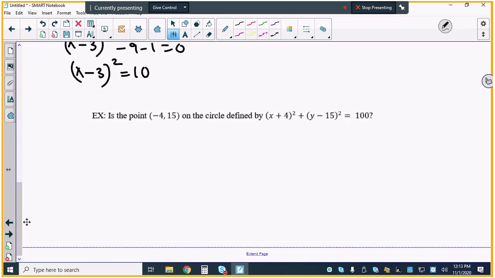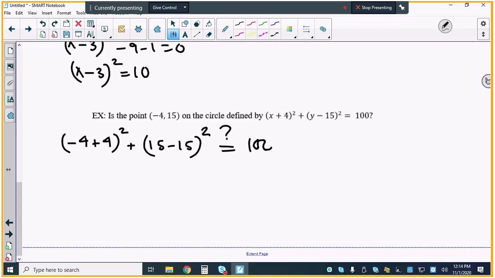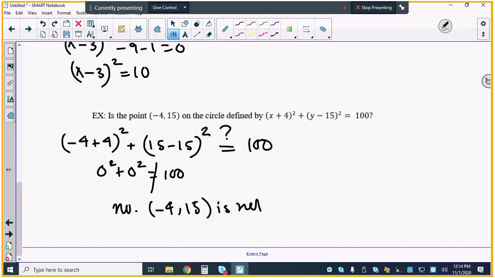Is the point (-4, 15) on the circle defined by (x + 4)² + (y − 15)² = 100? So what I need to do is put x equal to -4, so I will get (-4 + 4)², and y equal to 15, and ask myself, after I square and add, is this going to be equal to the right hand side? Well, this one is 0² + 0², which is 0, not 100. So they are not equal. So no, (-4, 15) is not on the circle. In fact, this is the center of the circle.